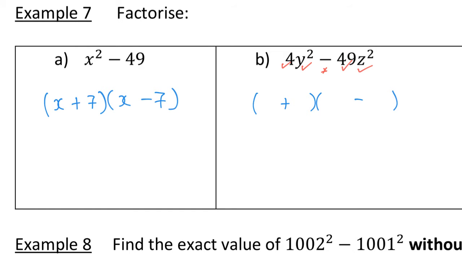The first term in each is going to be the square root of 4y squared. So we can take the square root of 4, we get 2. The square root of y squared is y. So the first term in each is going to be 2y. Then the square root of 49z squared is going to be the second term. So the square root of 49 is 7. And the square root of z squared is z. So we've got 2y plus 7z and 2y minus 7z.